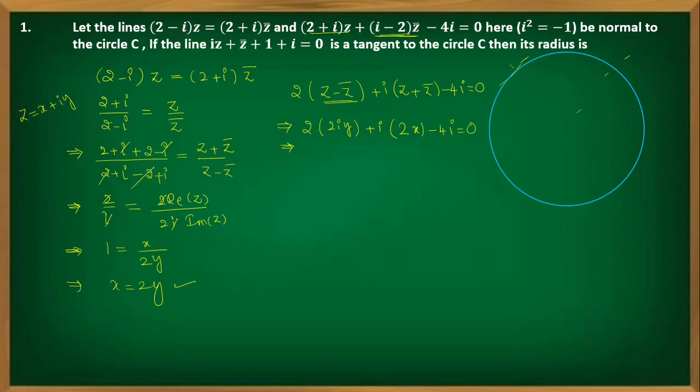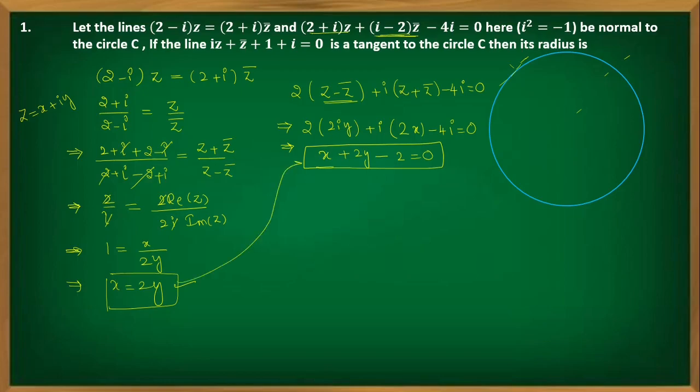So here you have i common as well as 2 common. If you take 2i common, what do you get? x plus 2y minus 2 is equal to 0. Correct? So x + 2y − 2 = 0. This is the second line we got, the second normal. One normal is x = 2y, and the second normal is x + 2y − 2 = 0.